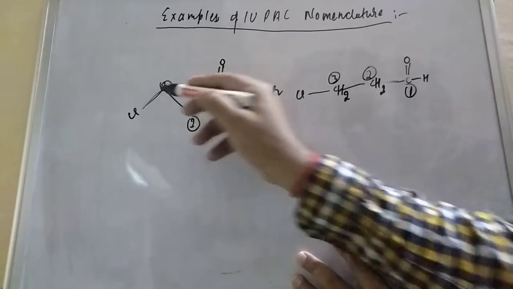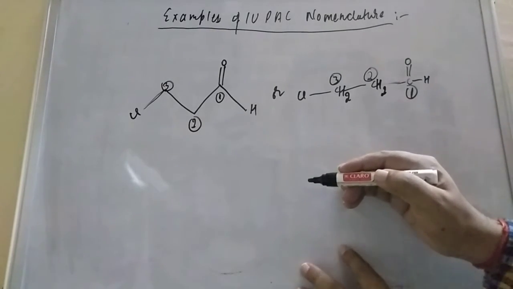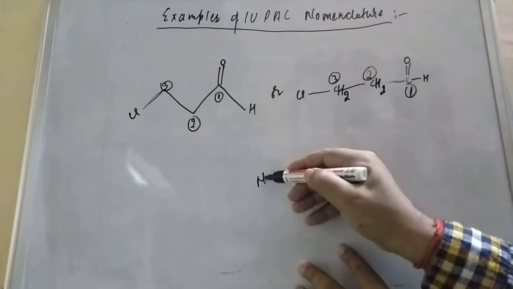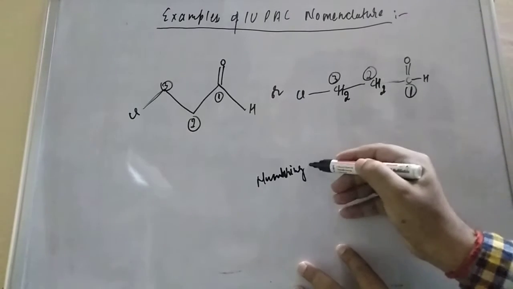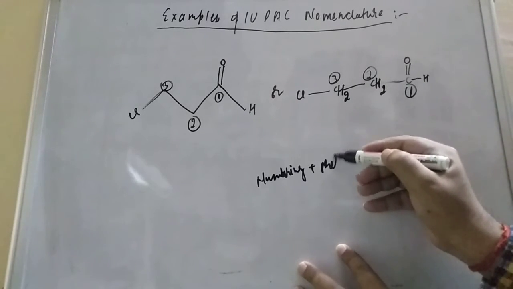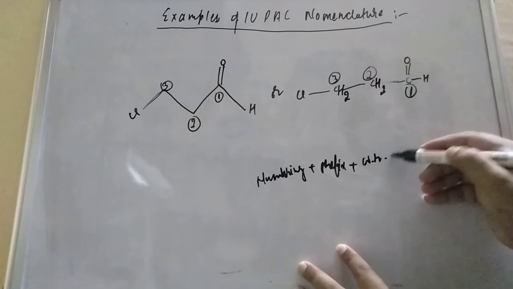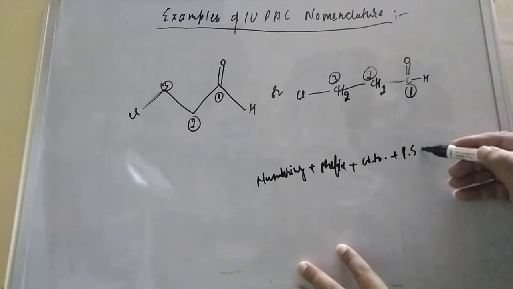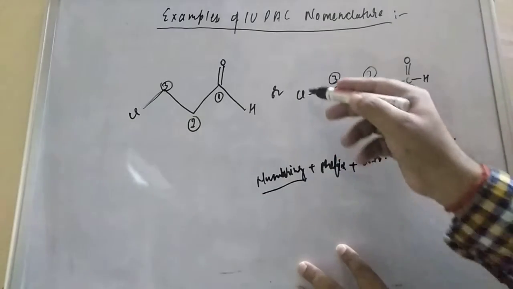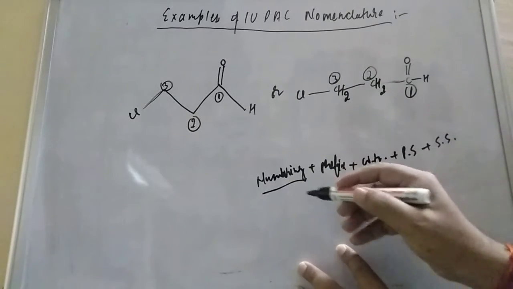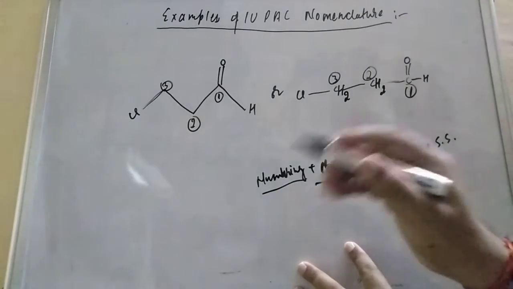And dear student, how do we follow the trend to write the name? Firstly we do the numbering, then we write the name of the prefix, then the word root, then the primary suffix, and then the secondary suffix. Student, I told you that F, Cl, Br are prefixes after numbering. So firstly we will write the name of the prefix.